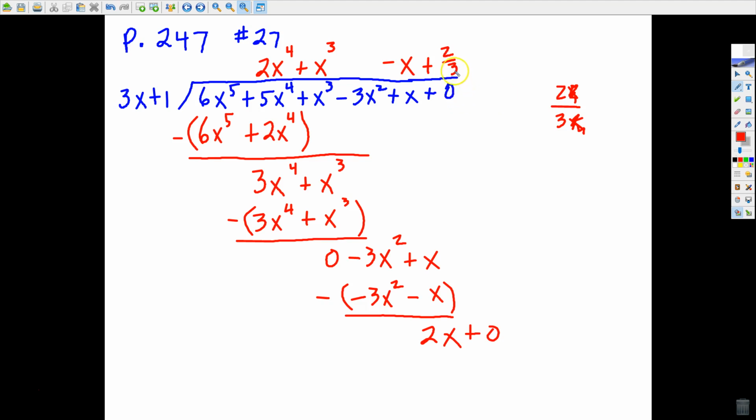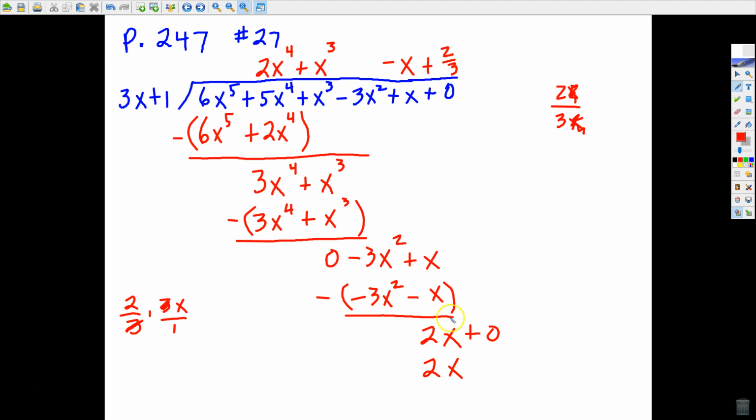Okay, so 2/3 times 3x, that's going to be 2x. If you were wondering how I got that, I'll just show you. 2/3 times 3x over 1, if you want to match up numerators and denominators. Remember, these 3's would cancel, and you just have 2x over 1, which is 2x. Okay, so we did 2/3 times 3x.